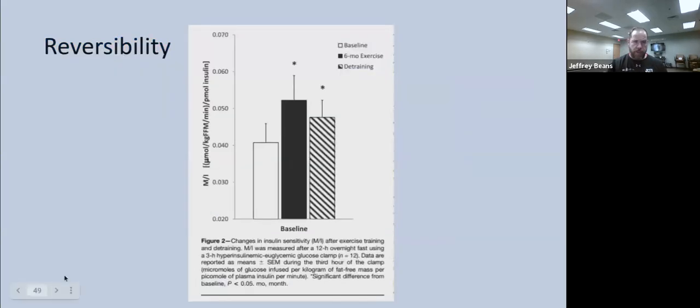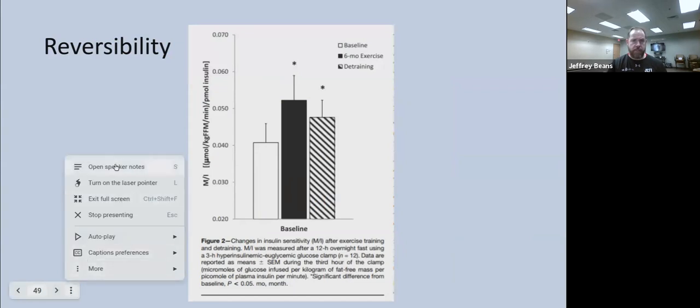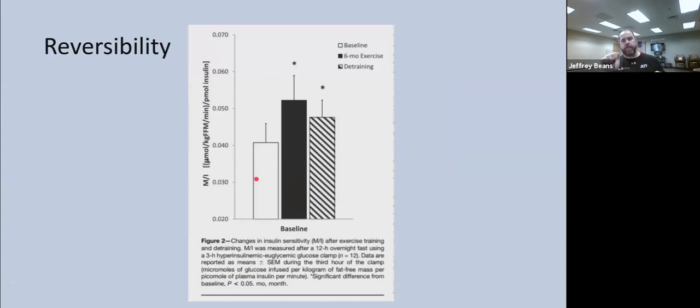And if you look, I'm going to pull out my pointer here. So this is a really, really cool image. What we're looking at here on your y-axis is basically a measure of insulin sensitivity. It's not important that you understand what it is, but it is a measure. And the higher the number, the better your gains are. So you can see in this group of older adults, this is baseline, and then this is 6 months of exercise, and this is detraining.